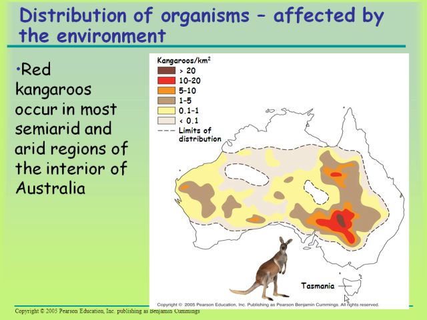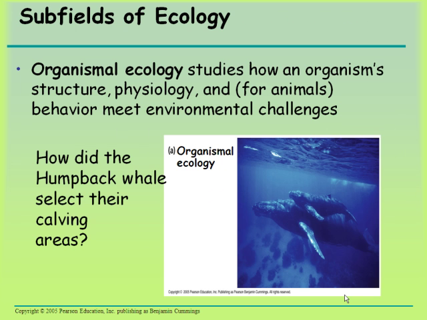This chart shows a distribution of kangaroos. This is a distribution diagram, and you can see greater than 20 kangaroos per square kilometer down here, and then going out with lessening and lessening amounts, and this is the limit of distribution in the interior of Australia.